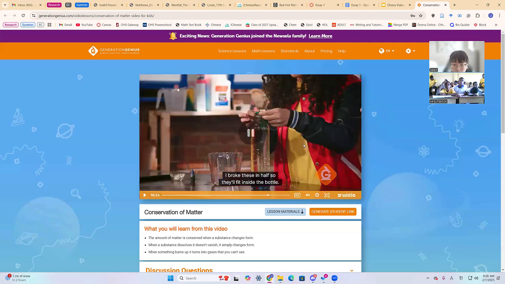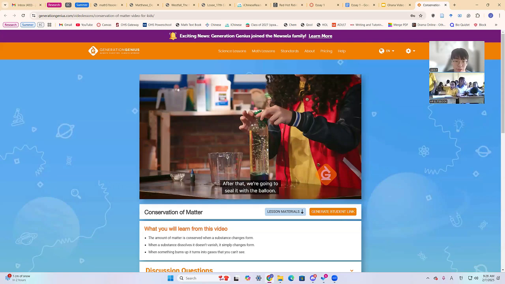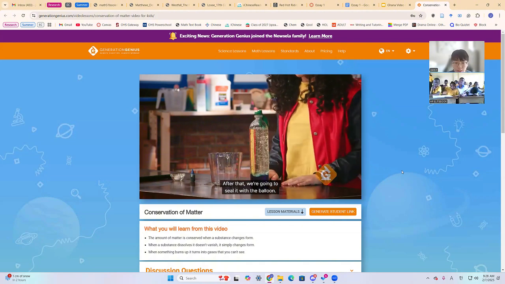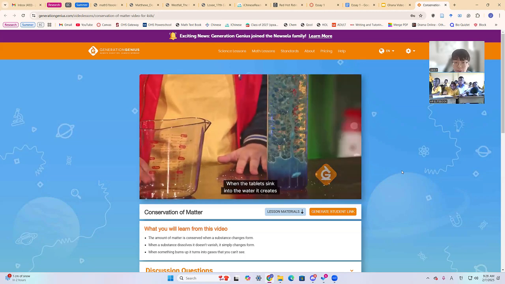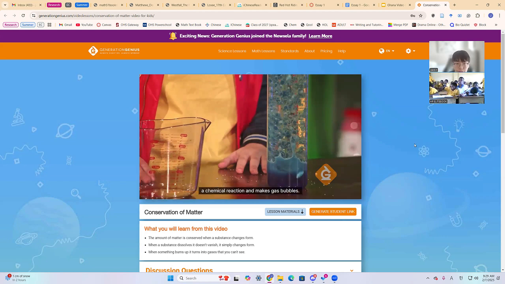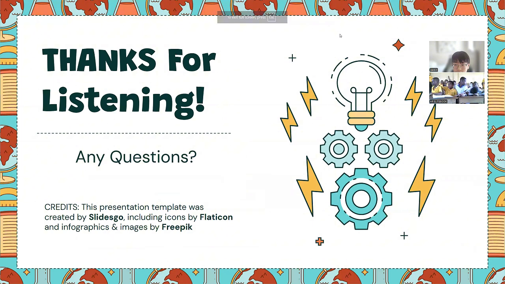You can see all these bubbles inside the oil. When the fizzy tablet reacts with water, it forms carbon dioxide gas, and then it goes into the oil. You can see all these bubbles, and that is the fizzy tablet reacting with water. So yeah, I hope that answered your question about the fizzy tablets. Any other questions about today's topic?